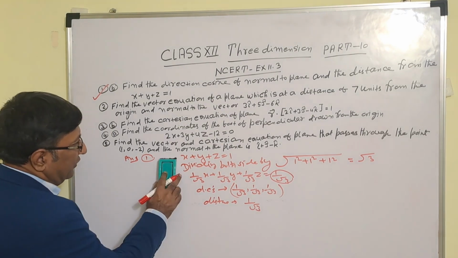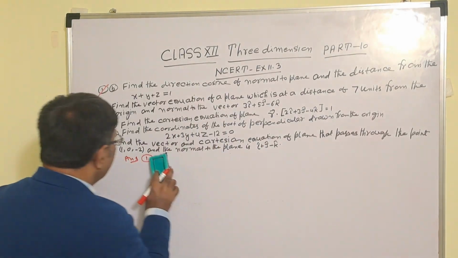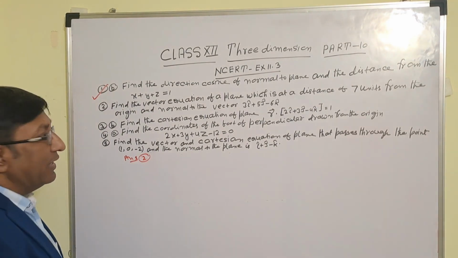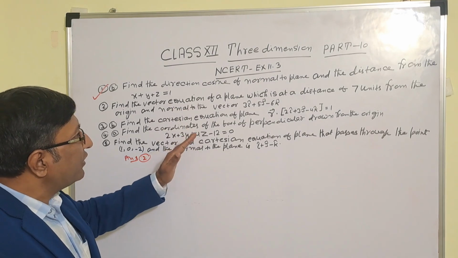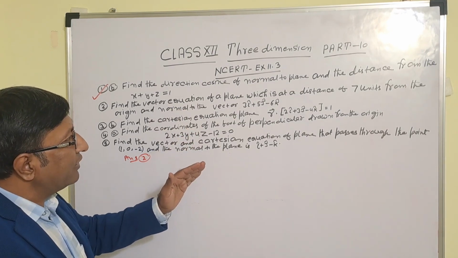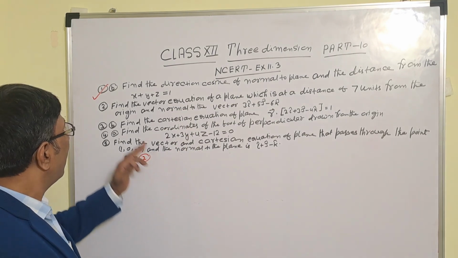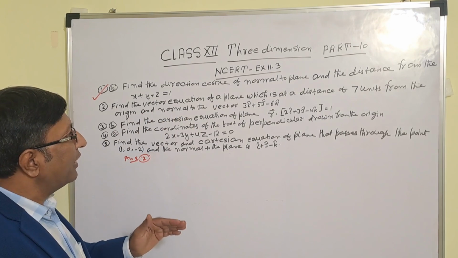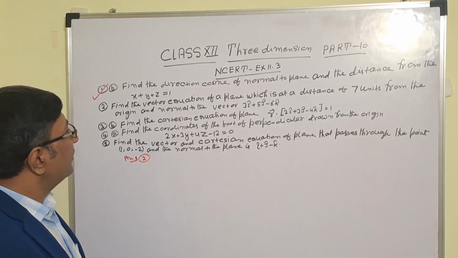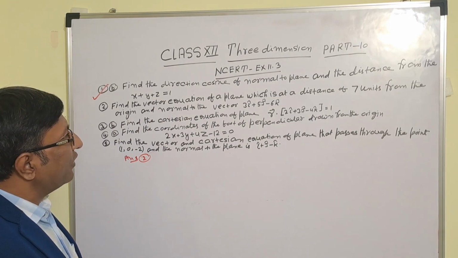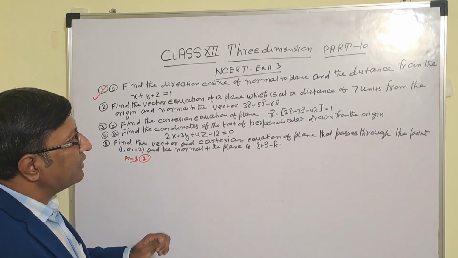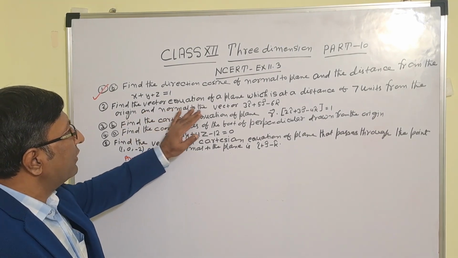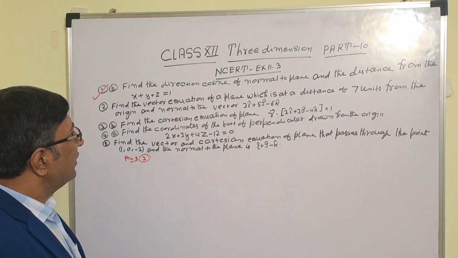Now see the second question. Now second question is answer 2. What is the second question? Find the vector equation of a plane which is at a distance of 7 units from the origin and normal to the vector 3i plus 5j minus 6k. So this is the question. Find the vector equation of plane which is at a distance of 7 units from the origin and normal to the vector this. So for this type of question, what is the format?